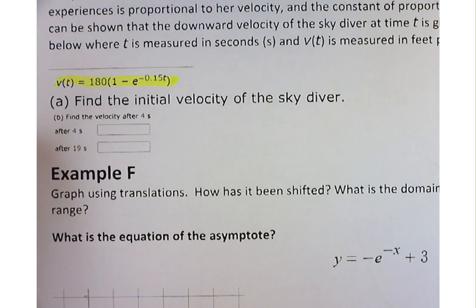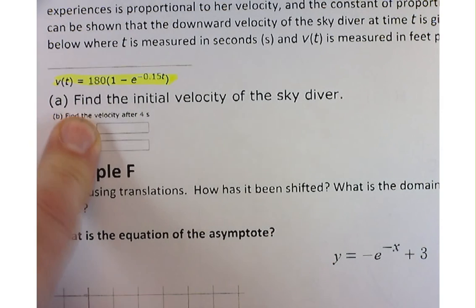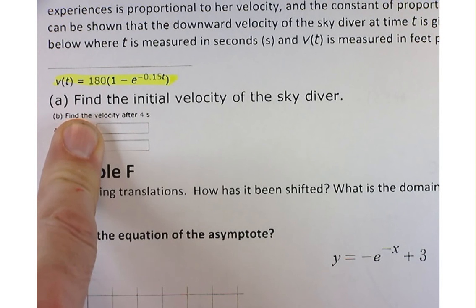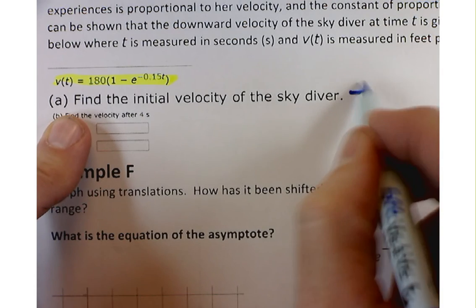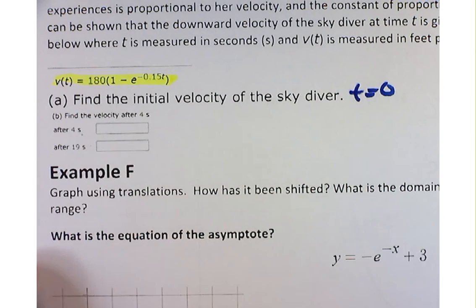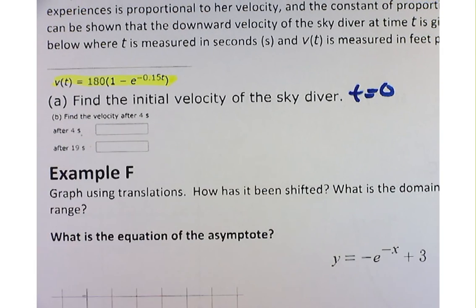So I'm going to evaluate this at t equal 4, t equal 19. But what am I going to do to find the initial velocity? How can I find the initial velocity? What should I put in for t? 0. Excellent. So that's going to be t equals 0, t equals 4, and t equals 19. Plug those into your calculator. You can actually do t equals 0 in your head.